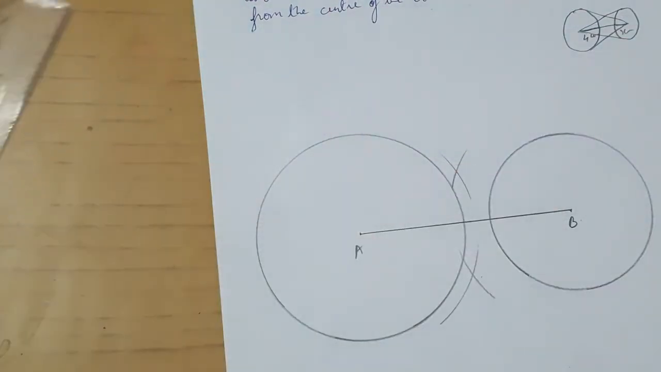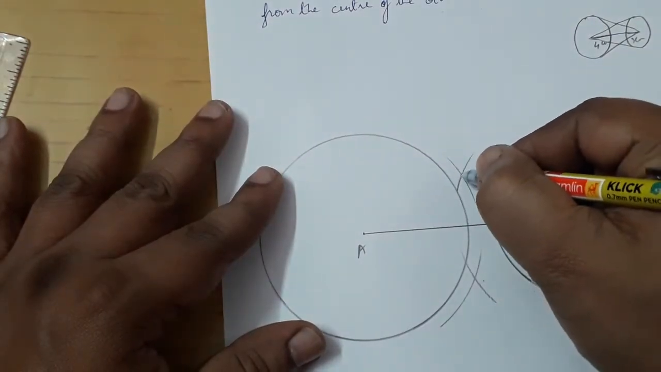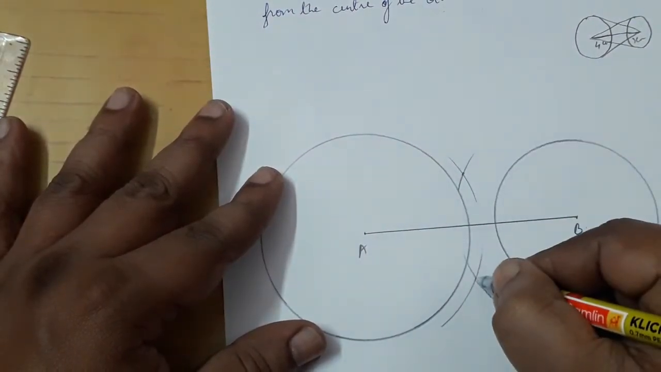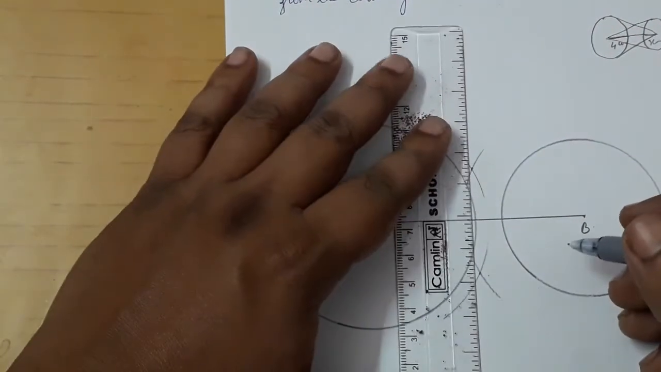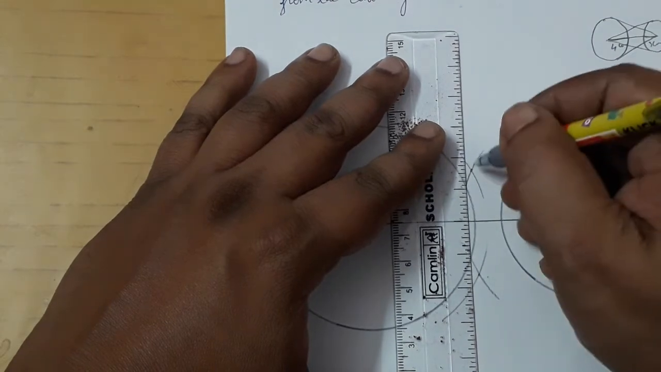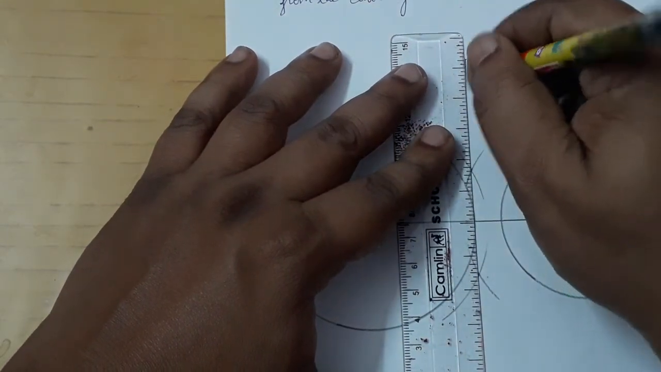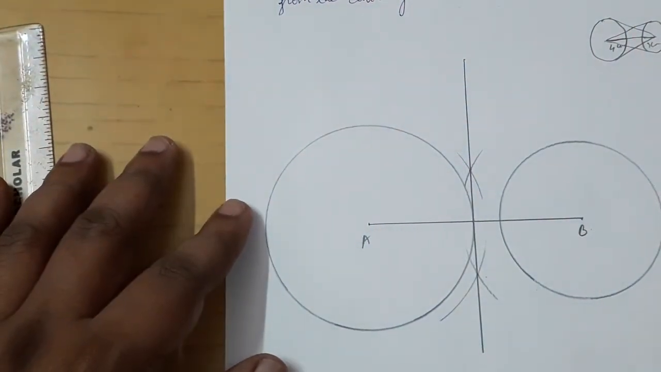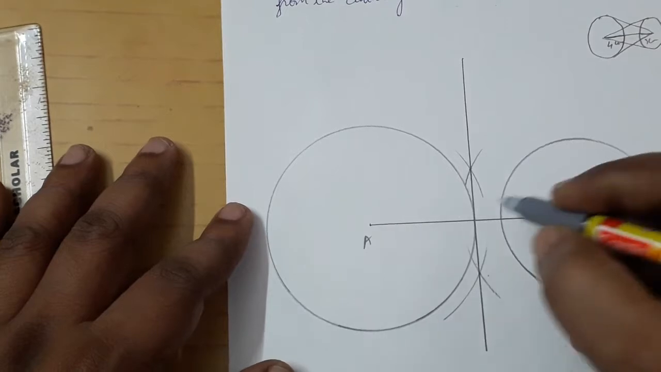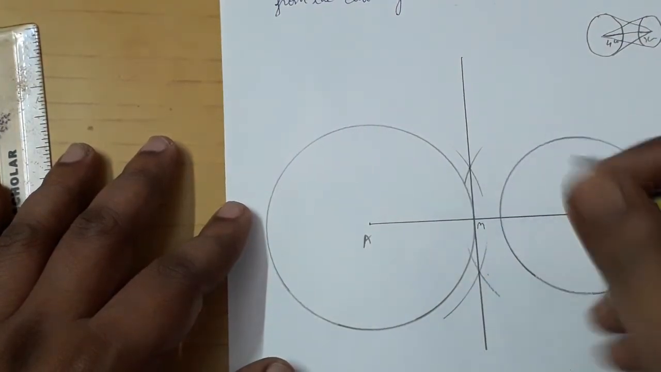Now that we have got the arcs to intersect, we mark the points of intersection, and through the points of intersection we'll draw a line, and that will be our perpendicular bisector to segment AB. There you go, that's our perpendicular bisector. And now that we have got a perpendicular bisector, the point where it meets, which is over here, this will become our new center M.